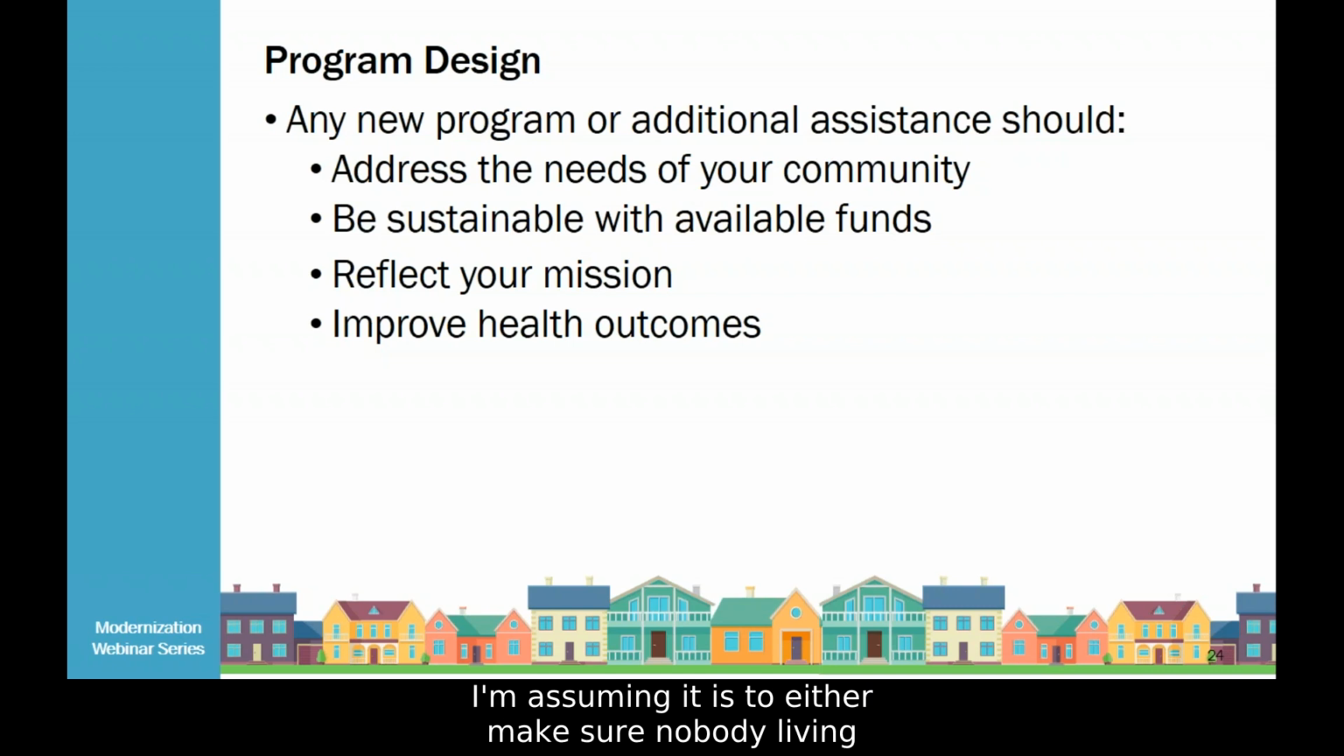I'm assuming it's to either make sure nobody living with HIV becomes homeless, or if people are homeless, to get them out of homelessness as quickly as possible, to keep those episodes of homelessness brief if needed. So this is a key question that should drive any targeting that your program might try to achieve.